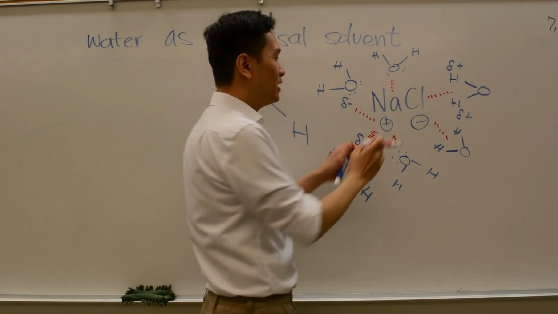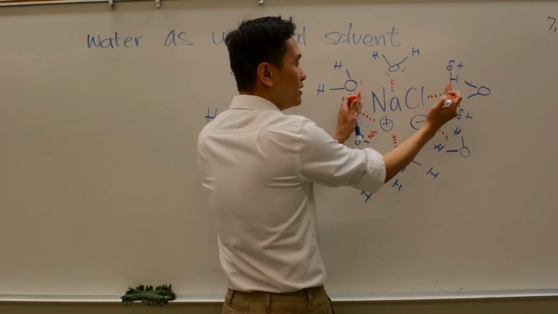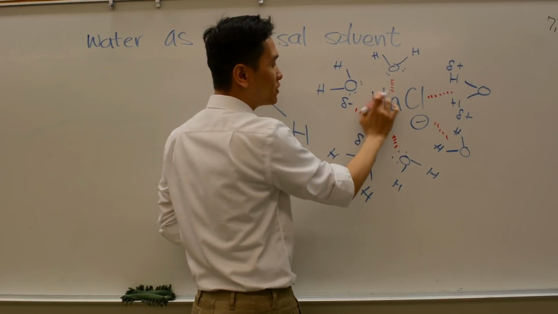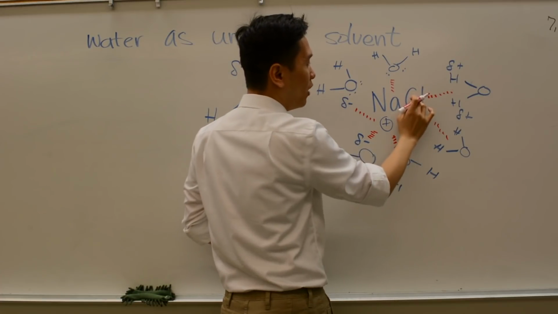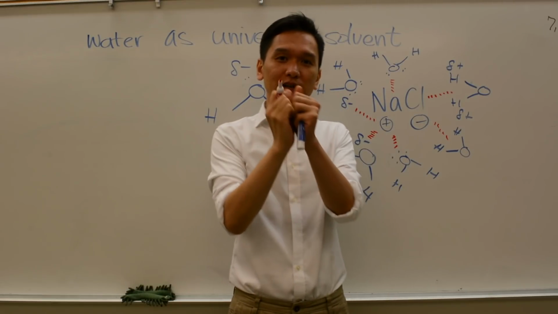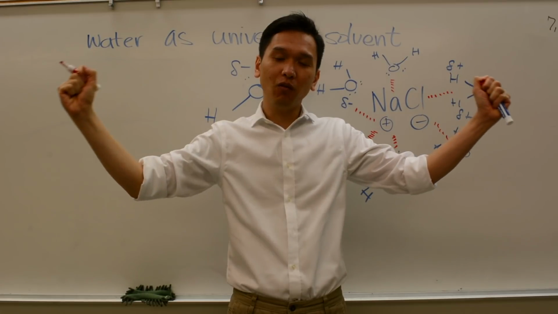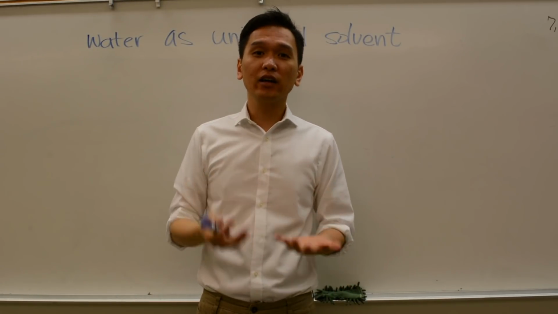And because of this, eventually sodium and chloride will separate, and then water now surrounds all of sodium with its oxygen facing it, and chloride is surrounded by water with its hydrogen facing it. Because of this, sodium chloride is no longer solid, it dissociates and then disappears into the water. Okay, so that's how water can dissolve an ionic compound.